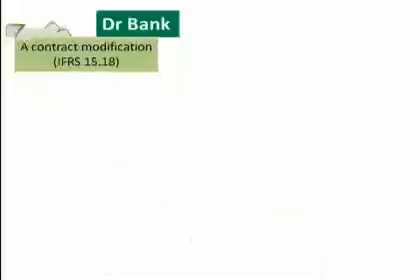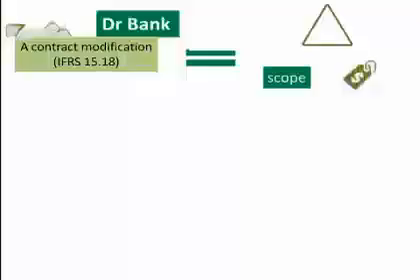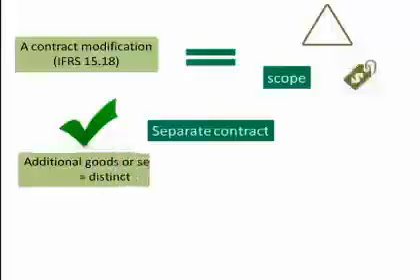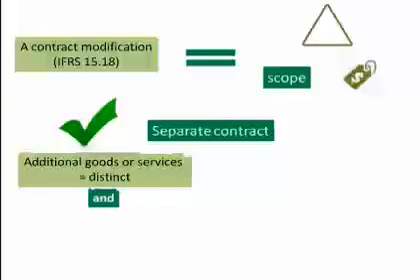A contract modification is a change in scope and/or price approved by parties to the contract. The modification is accounted for as a separate contract if the scope increases due to additional distinct goods or services promised. When goods or services are deemed distinct will be discussed as part of screencast 2.